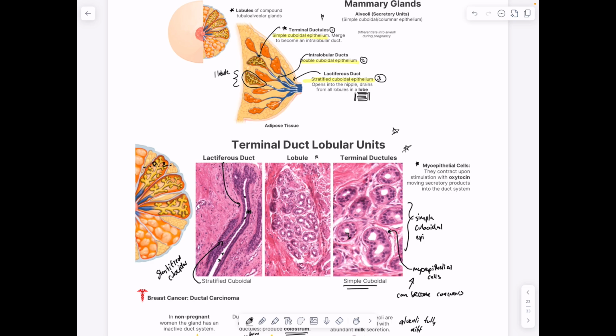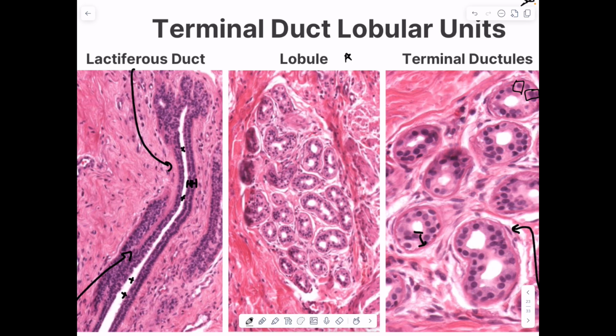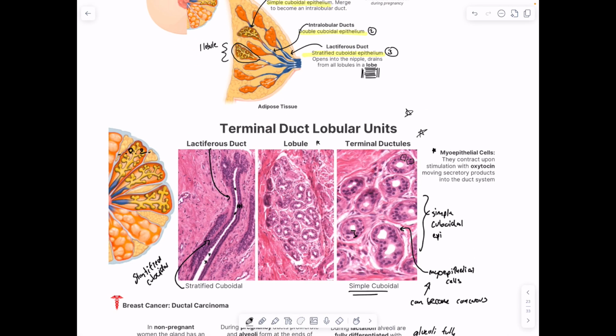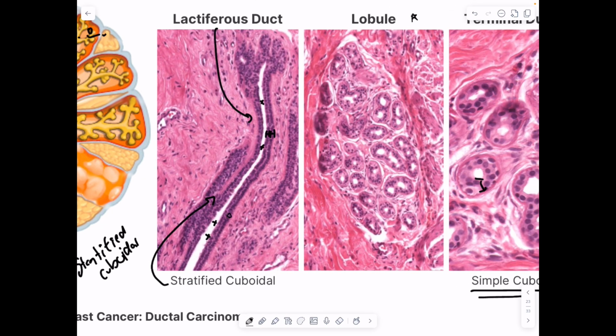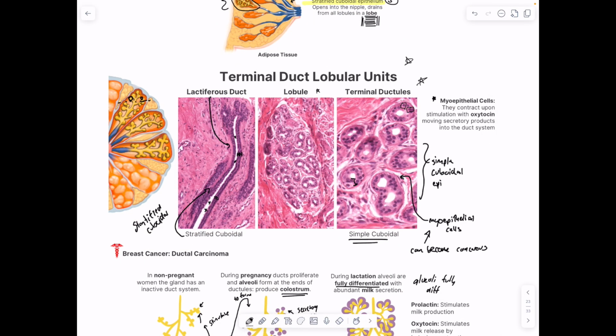And so we said, these are meant to be a single layer of cuboidal overall. Then these are multiple layers of cuboidal lobules, intralobular ducts, and then lactiferous ducts are going to be several layers of stratified cuboidal overall.